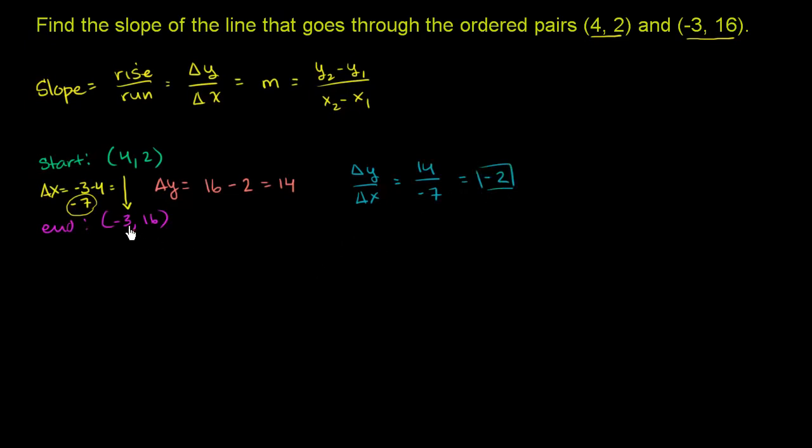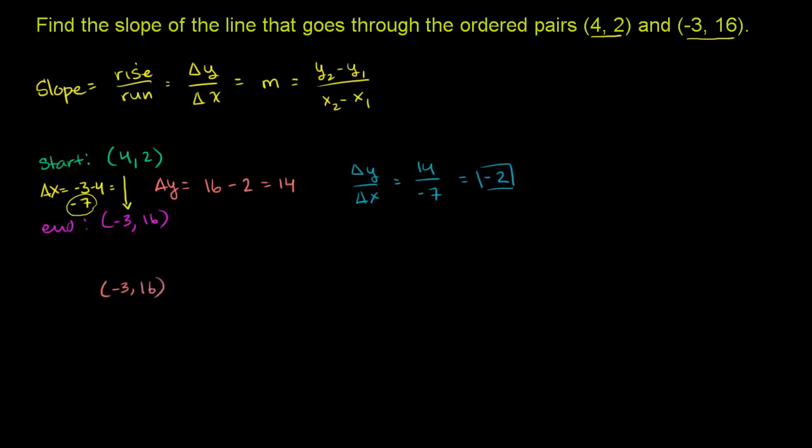Now what I want to show you is that we could have done it the other way around. We could have made this the starting point and this the endpoint. And what we would have gotten is the negative values of each of these, but then they would have canceled out, and we would still get -2. Let's try it out. So let's say that our start point was (-3, 16).